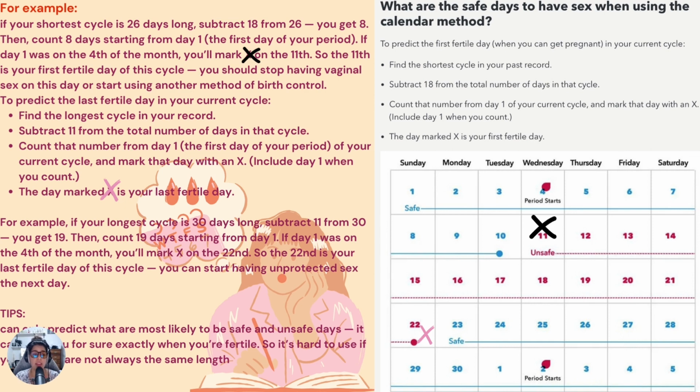So if your longest cycle is 30 days long, subtract 11 from 30, you get 19, right? So then you count 19 days from the start day, day 1. If day 1 was on the 4th of the month, then you'll mark it on the 22nd. So the 22nd is your last fertile day of the cycle, and you can start having unprotected sex again because there's less chance of you getting pregnant.